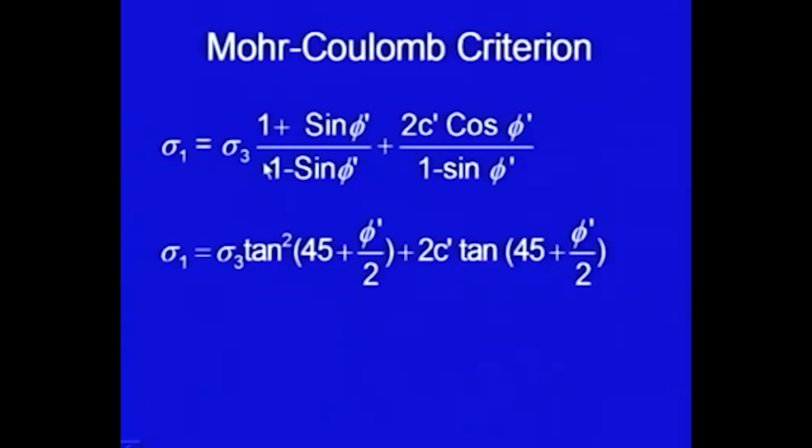and finally, you are going to get this equation: sigma 1 equals sigma 3 into (1 plus sin phi) upon (1 minus sin phi) plus 2 c cos phi upon (1 minus sin phi). Or you can write it in this form: sigma 1 equals sigma 3 tan square (45 plus phi by 2) plus 2 c tan (45 plus phi by 2). So, the same equation which we plotted in terms of the shear strength tau equal to c plus sigma tan phi, you can also represent in terms of major and minor principal stresses.